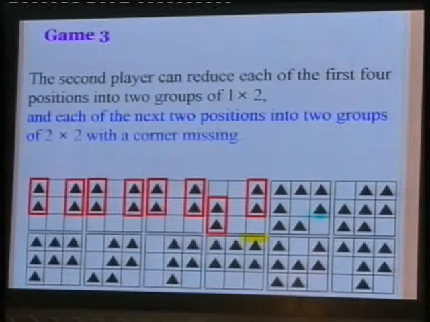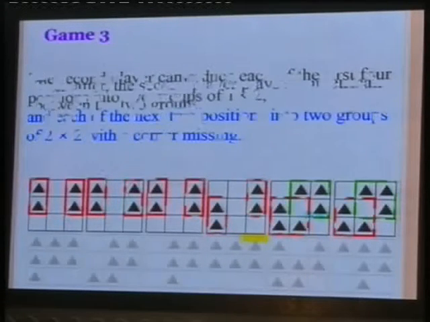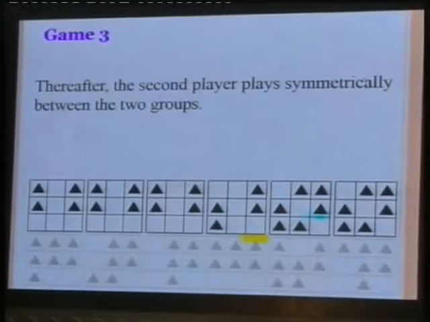For the next two, you do something very similar, but instead of breaking them into two 1x2s, you break it up into two sort of L shapes. So I'll show you. You take the one, and the next one you take the one in the middle, and you make this L shape, which gives you two distinct boards, and you do the exact same thing as before, where you just copy their move on the other one. So, all right, thereafter you just play symmetrically to the other one.